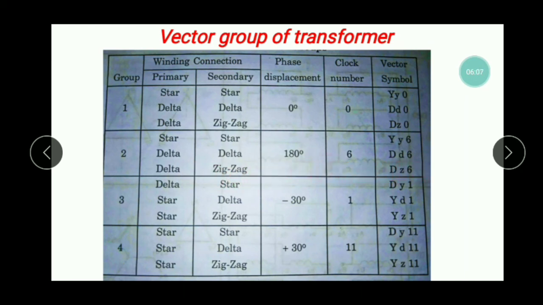For the third group, delta star minus 30 degree, that means 1. Okay, so dy1, yd1, yz1. Same for the plus 30 degree, 11, so dy11, yd11, and yz11.